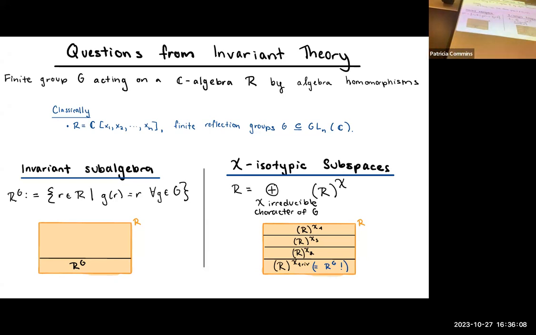And if you're working with a good enough field, and I'm going to just work over the complex numbers with everything, then the group is going to act semi-simply on your algebra, and you can decompose it completely into irreducibles. If you group irreducibles of the same isomorphism type, we call those isotypic subspaces. So the invariant subalgebra is just one example of an isotypic subspace. It's the isotypic subspace for the trivial representation. But in general, you'll have one for every irreducible character, and these are also objects you can study.